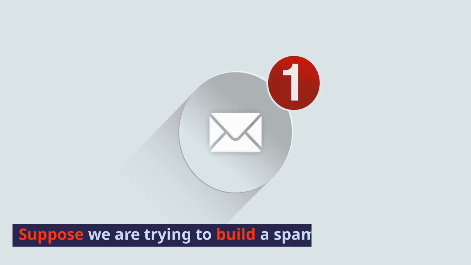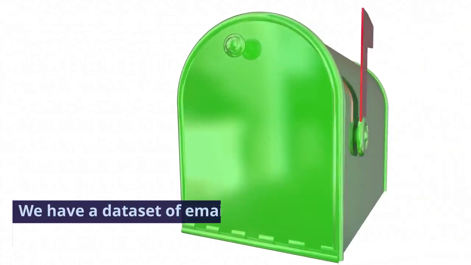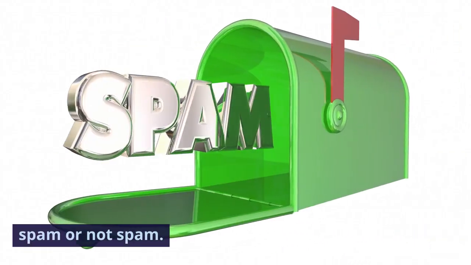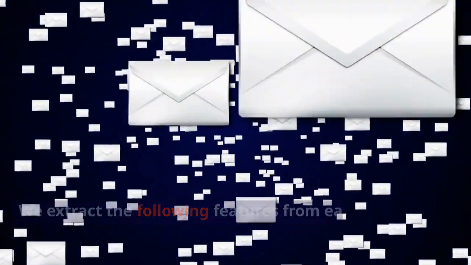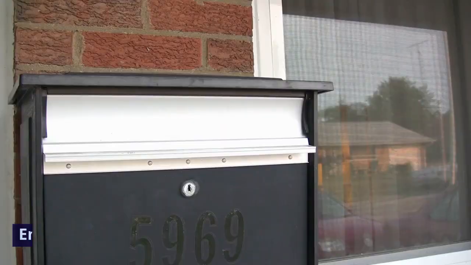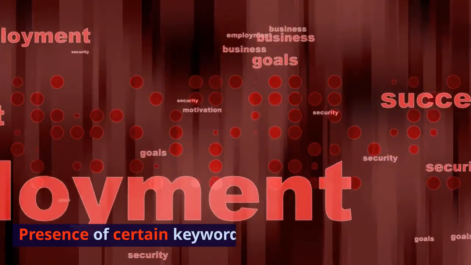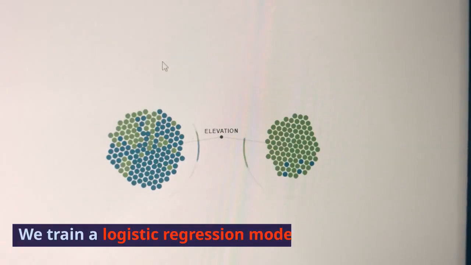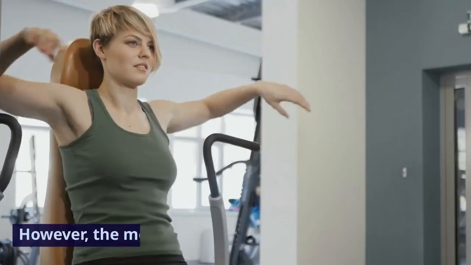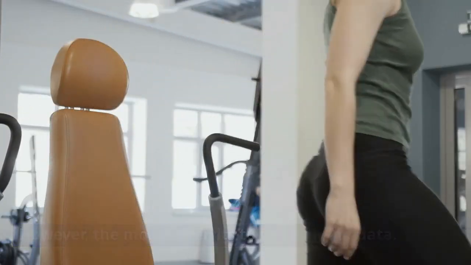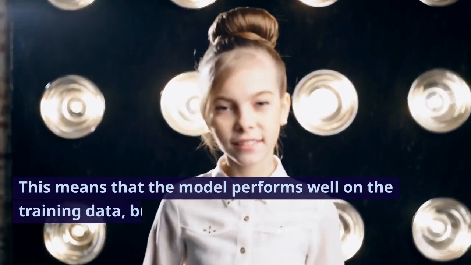Suppose we are trying to build a spam filter. We have a dataset of emails, labeled as either spam or not spam. We extract the following features from each email: email sender, email subject, email body, presence of certain keywords. We train a logistic regression model on our data. However, the model overfits to the training data. This means that the model performs well on the training data, but it performs poorly on unseen data.